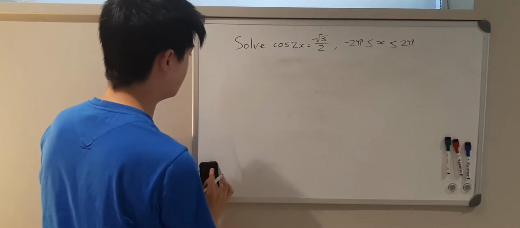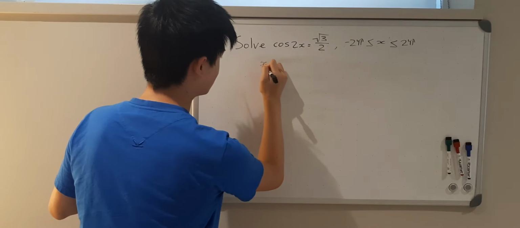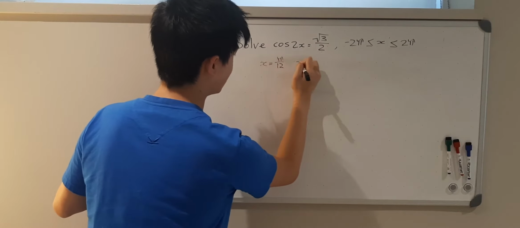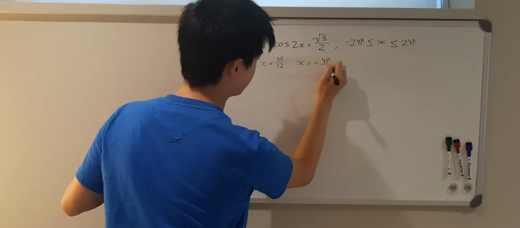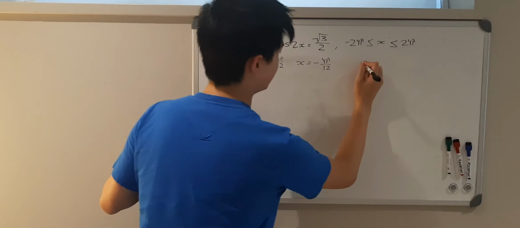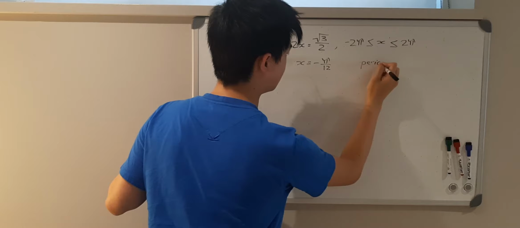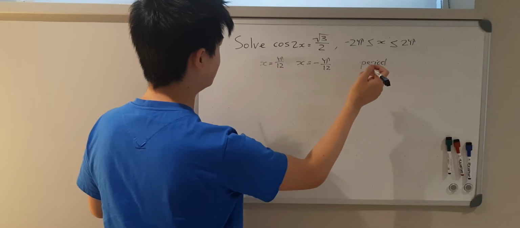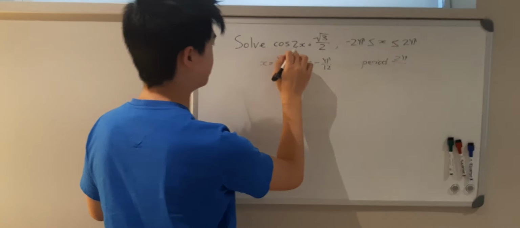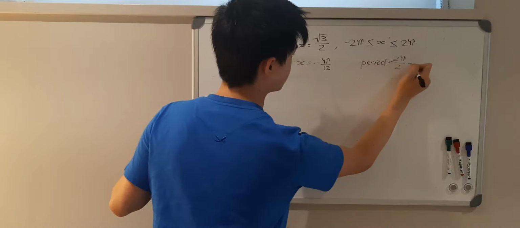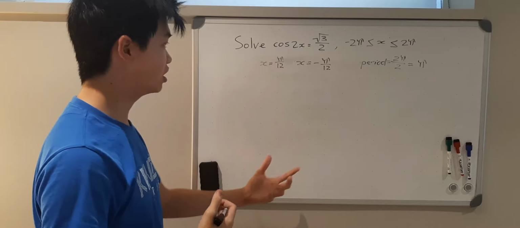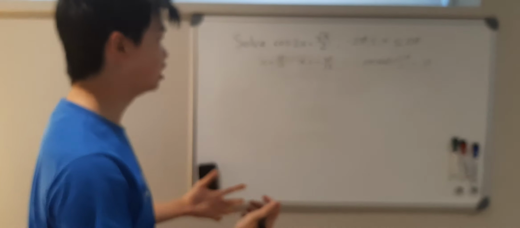Okay. So we had x equals pi over 12, and x equals minus pi over 12. Now we know this cosine function repeats, and the period is 2 pi over the coefficient of x, which is 2, which is equal to pi. So this whole cycle of the cosine function repeats every pi. So we can apply that here.